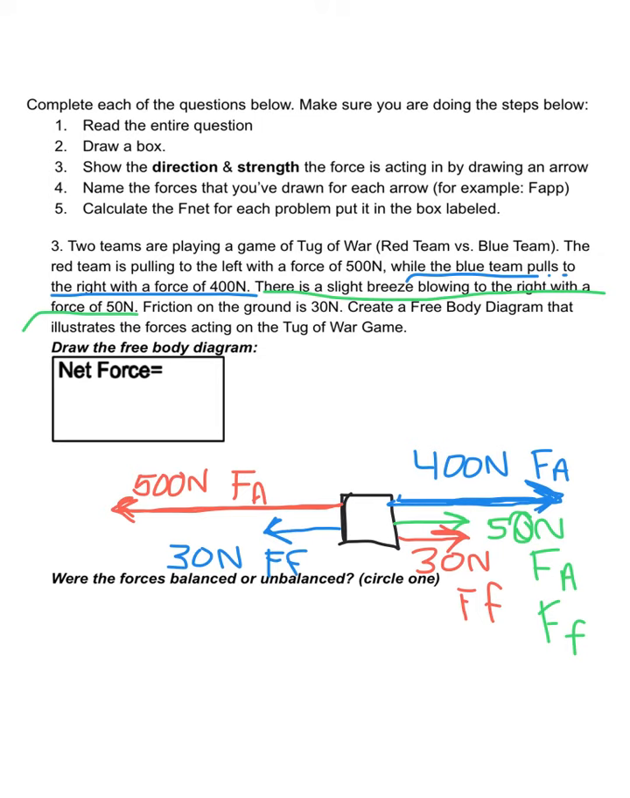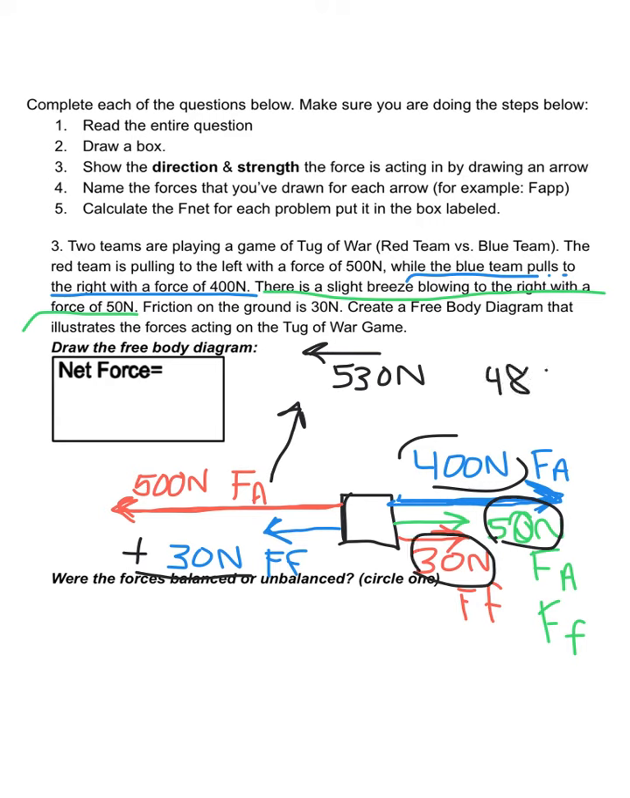So the next thing I would do is add up all the arrows that are going to the left. So I have 500 plus 30, give me 530 to the left. And then I have 400 plus 50 plus 30, give me 480 newtons to the right. So what do I have left over for my net? I take 480 away from 530, and I get 50 newtons of net force to the left, which makes it an unbalanced force.